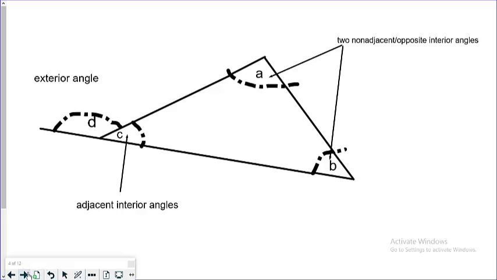Now, I need you to do this for me. You need your scissors. You are going to cut out these two non-adjacent or opposite interior angles to D. Then we'll fit them, or arrange them, at the vertex of the exterior angle. Then we'll observe something. I hope you are with your scissors.